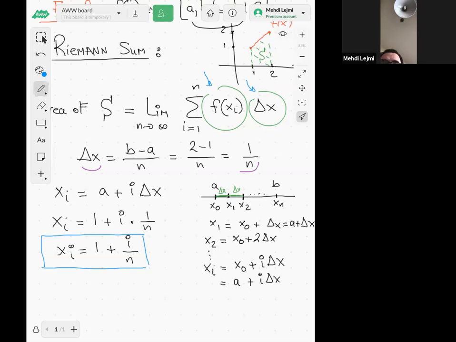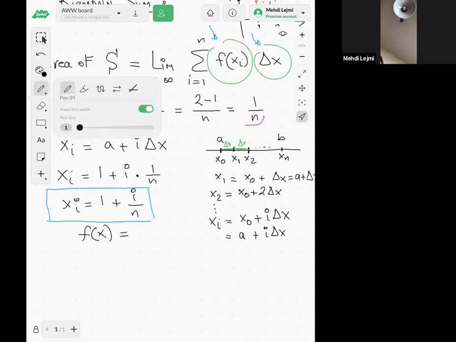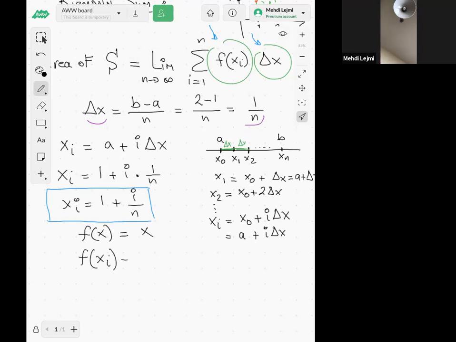Again, guys, if you have any question, feel free to interrupt me, or you can write down your question in the chat. Anyway, f of xi: in our example, f of x is just x. So f of x is x. If you want to compute f of xi, you just replace x by xi. So it's just xi, and xi, we said, is 1 plus i over n. So we got our f of xi.